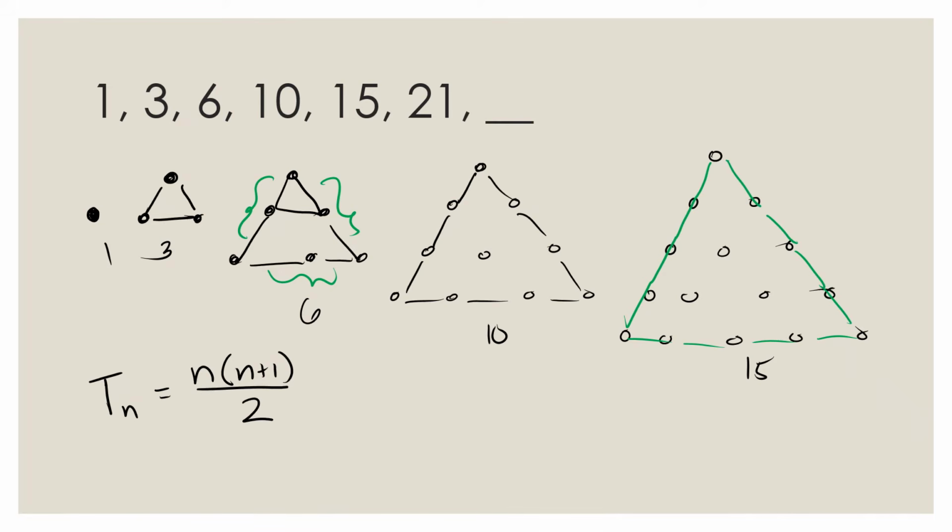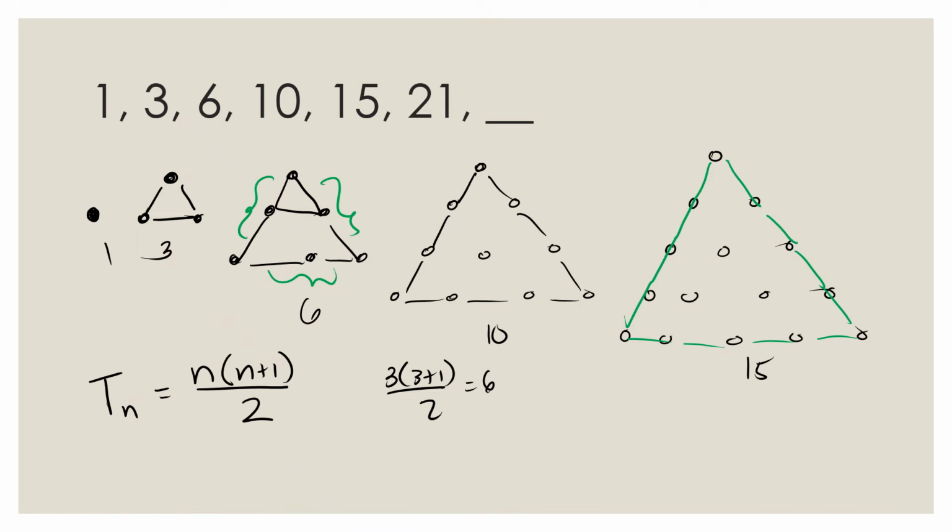You can check this rule. If n is 1, so basically the first triangle, that's 1 times 1 plus 1 divided by 2, which is equal to 1. If n is equal to 2, that's 2 times 2 plus 1 divided by 2, which is equal to 3. If n is 3, then you would have 3 times 3 plus 1 over 2, so that's 3 times 4, 12 divided by 2, which is 6, and so on. So we have this formula.